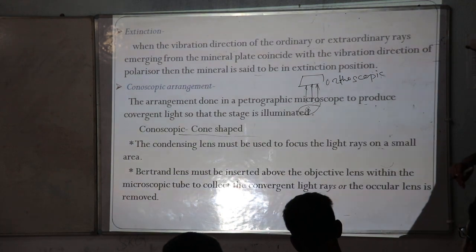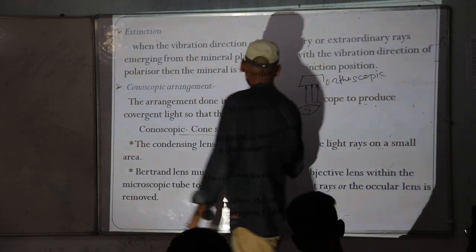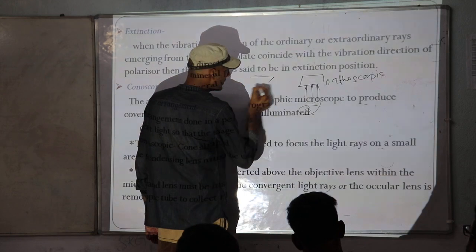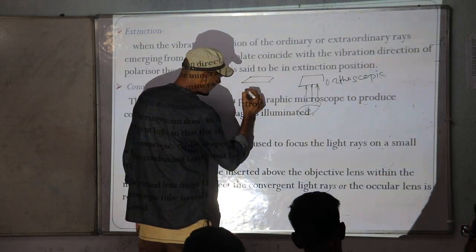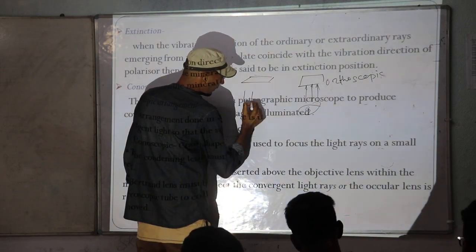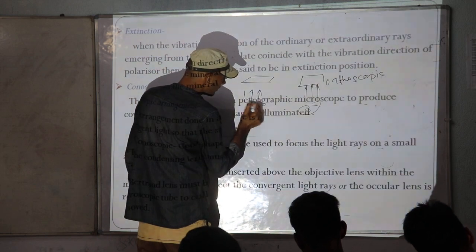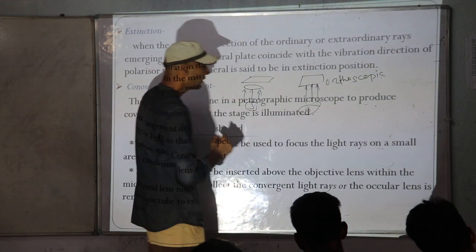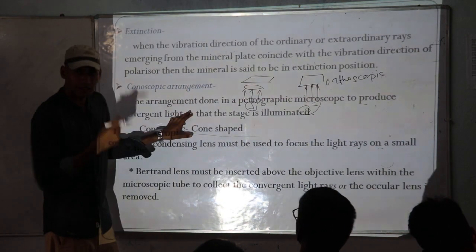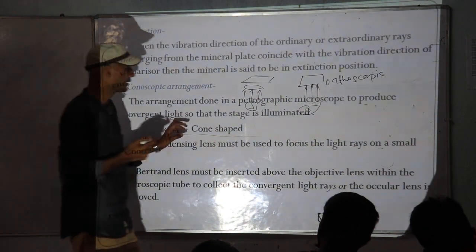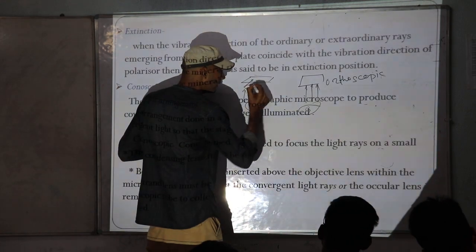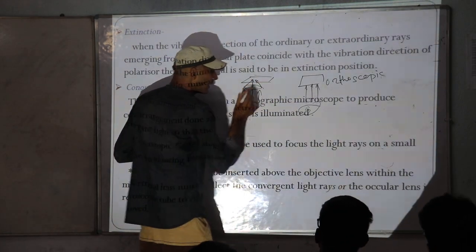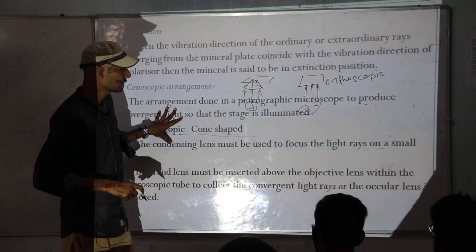That is orthoscopic. Then what is conoscopic? When there is a mineral stage and the light rays are migrating parallel from the source, here we will put a condensing lens, here we will put a biconvex lens. Okay, this is a biconvex lens. So what will happen? The ray will converge towards the stage.